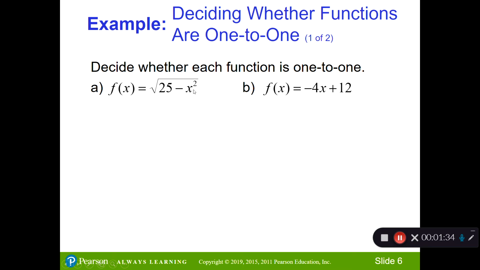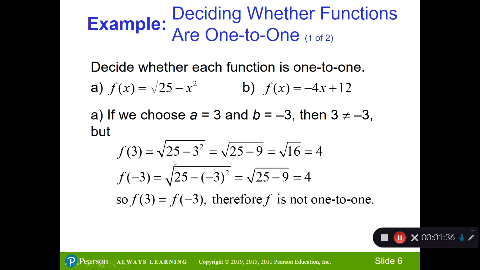First of all, square root of 25 minus x squared. Well, if I look at 3 and negative 3, they give me the exact same y value, so it is not one-to-one. I just need one example of it happening with a y value to prove that the function is not one-to-one.